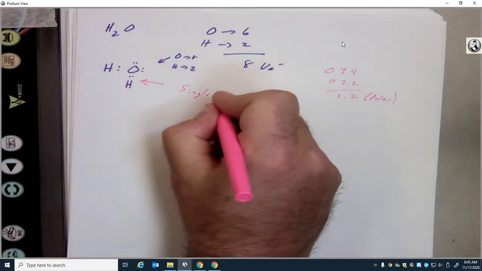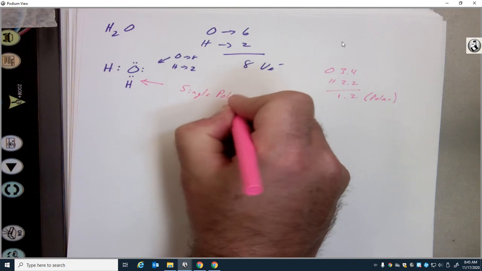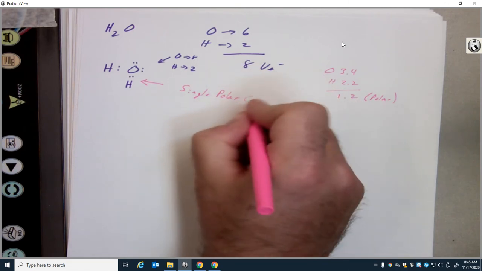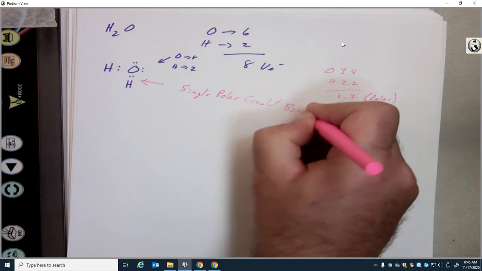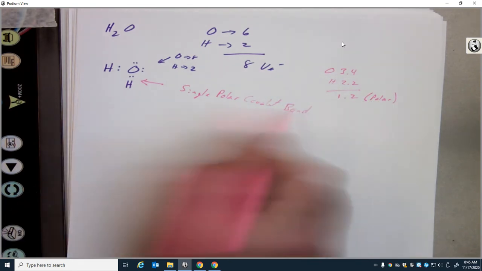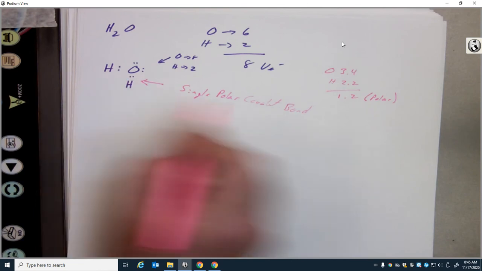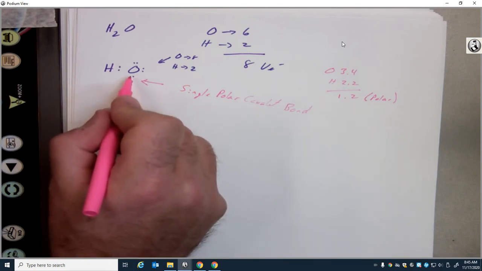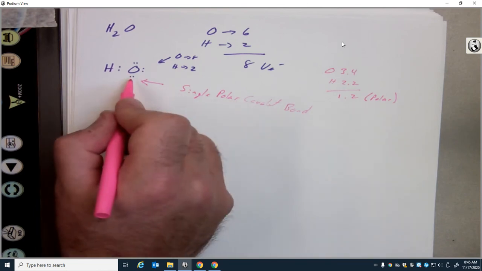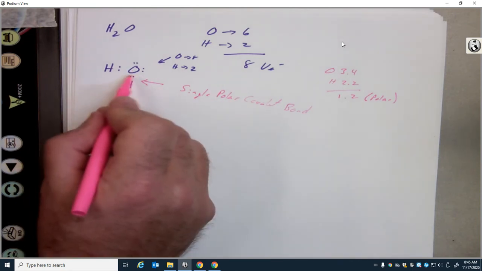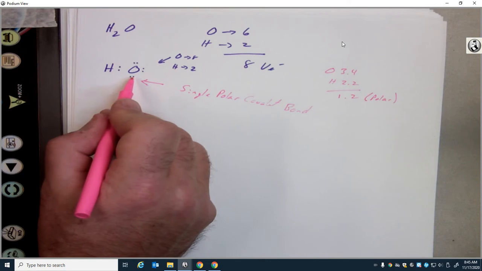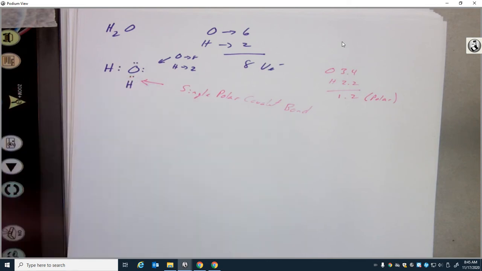So this would be a single polar covalent bond. Bond, force of attraction between 2 atoms. Covalent, electrons are shared. Polar, the electrons are shared unequally. They're pulled here toward oxygen. And single tells me that we have 2 electrons or 1 pair of electrons being shared.